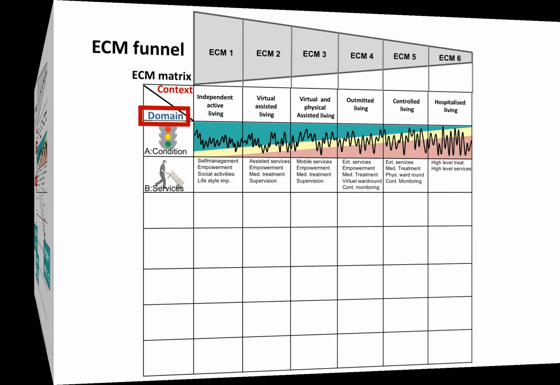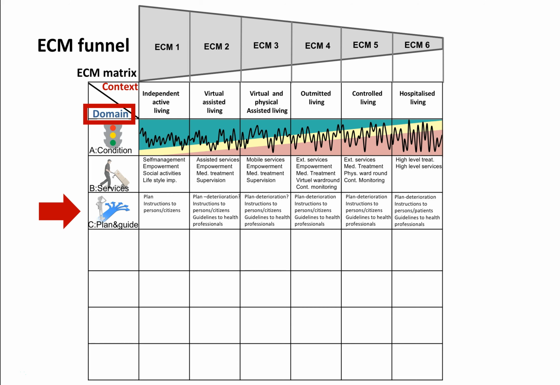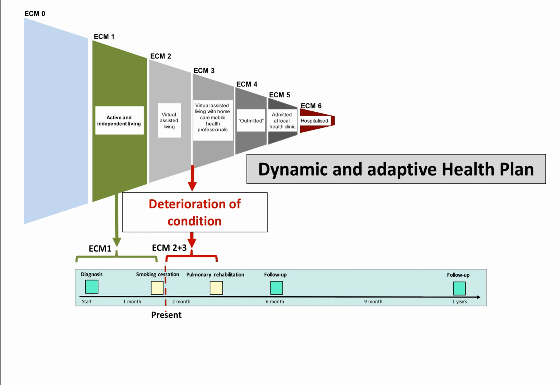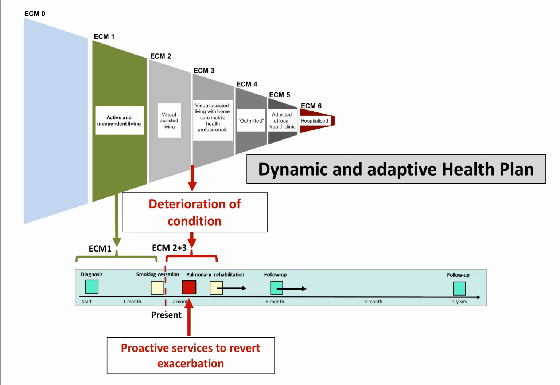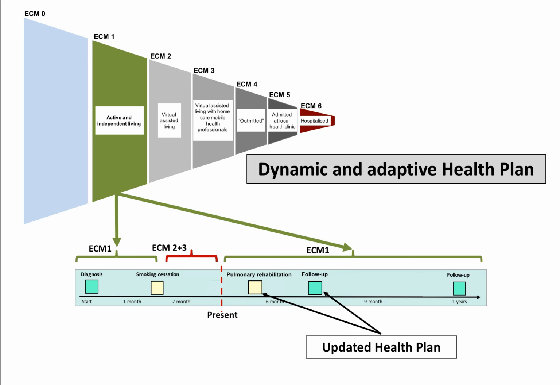Domain C is a plan and guideline domain. This domain contains the information that constitutes the dynamic plan, which in ECM1 is aligned with the person's habitual condition and associated relevant instructions. As the context moves towards the right, as a result of more or less serious deteriorations, the plan adapts to the current situation by adding relevant acute interventions, which the responsible healthcare professional prescribes. The main objective is to return the context back to ECM1 as quickly as possible.